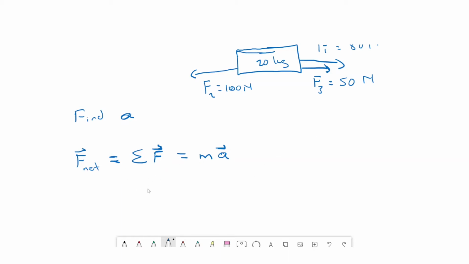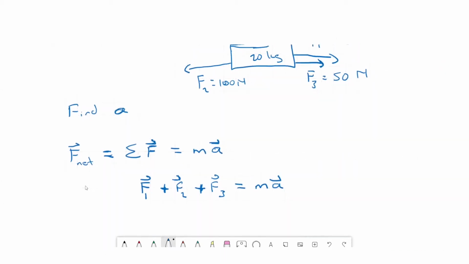Now let me see, what forces do I have? I have a force F1, it's a vector. I have a force F2, it's a vector. I have a force F3, it's a vector. And all of these forces combined are going to be equal to the mass of the object that I'm looking at times the acceleration, which is a vector. Now you can see, because I'm looking at everything as vectors, I haven't considered the directions, so I put plus on everything.